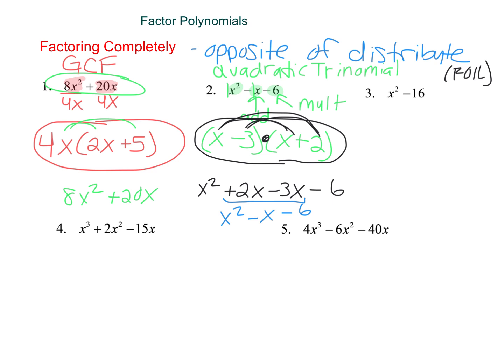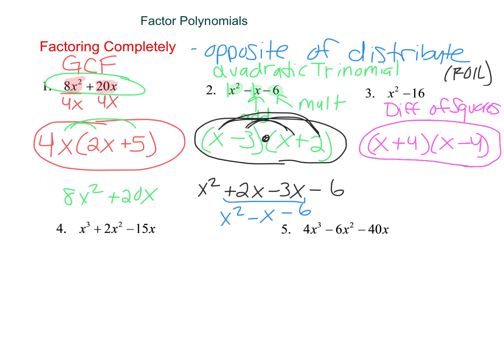Example 3 is called a difference of squares. And that's because we have a difference or a minus sign, and the two numbers are both perfect squares. So anytime we have a difference of two perfect squares, you just square root each of the numbers. So x squared, if I square rooted it, gives me x and x. 16, if I square rooted it, gives me 4 and 4. One is always plus and one is always minus. This is a pattern for any example where we're factoring a difference of two perfect squares.